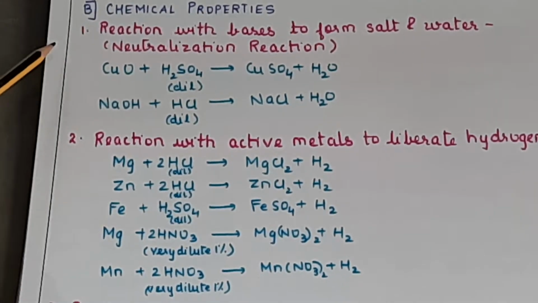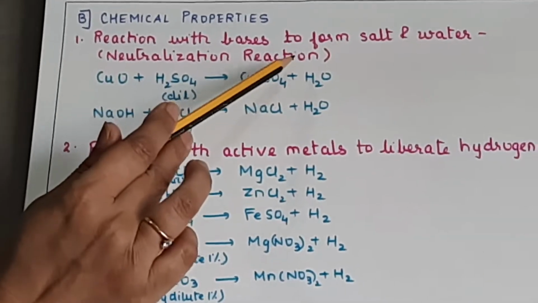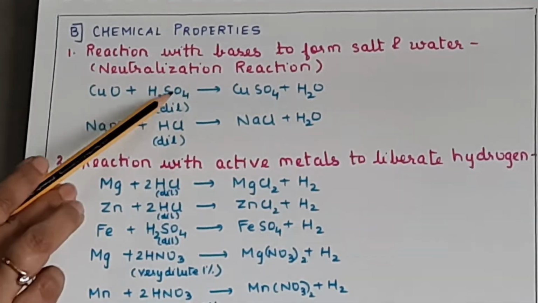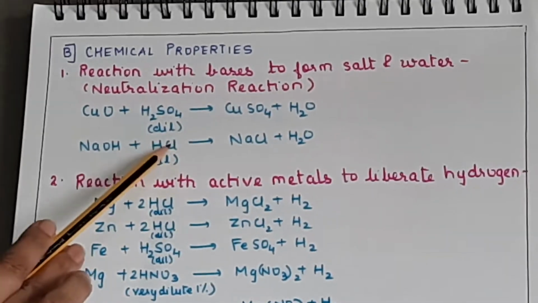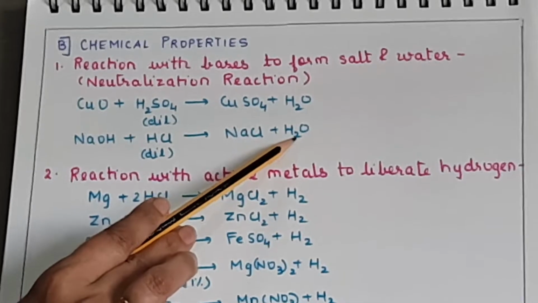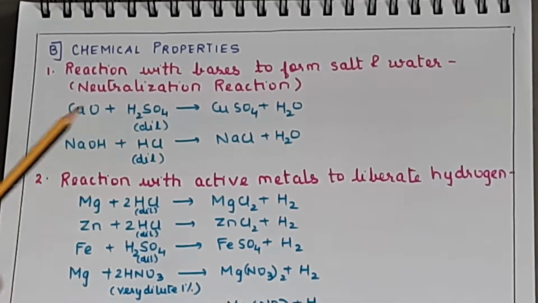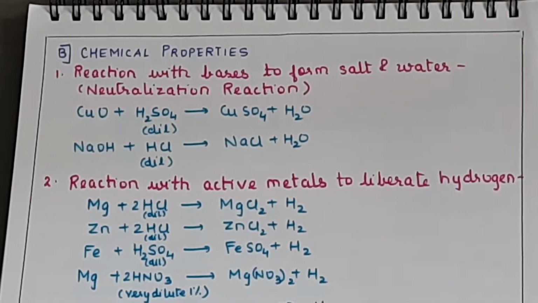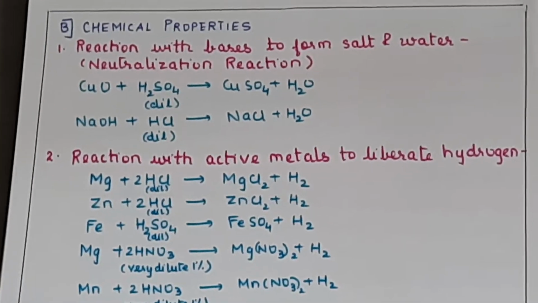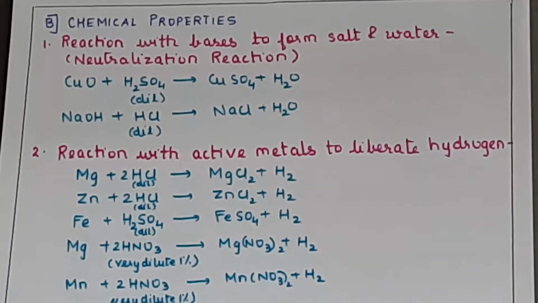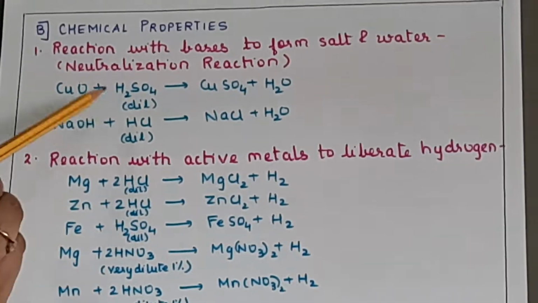So just have a look here. Reaction with bases to form salt and water is called a typical neutralization reaction. So CuO plus dilute H2SO4 will give CuSO4 plus H2O. NaOH plus dilute HCl will give NaCl plus H2O. Now you have to remember that all these acids in the dilute form exhibit their acidic character. Why? Because when it is dilute, it has traces of water in it, and water is required for the process of dissociation. So a concentrated acid will not exhibit all these typical properties, but a dilute acid will.